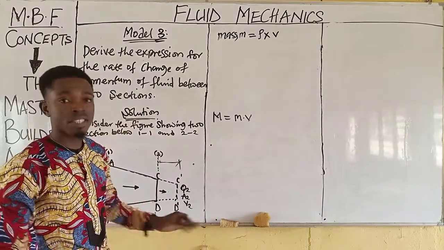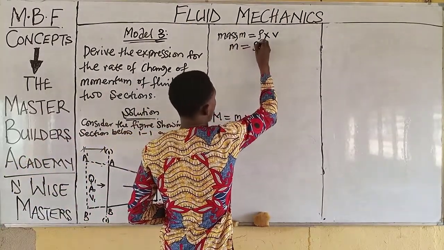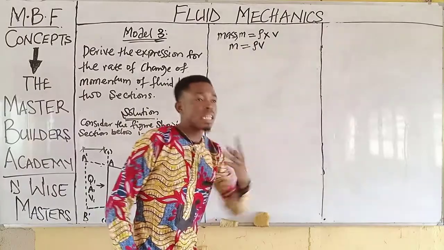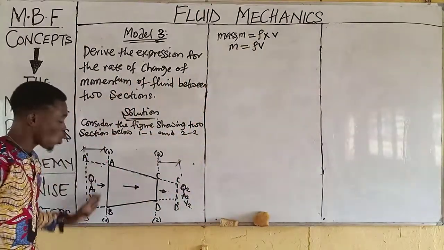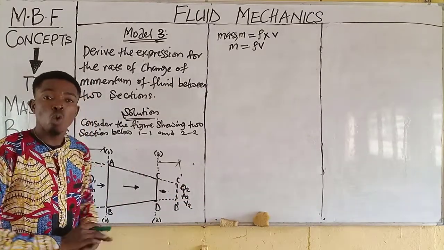Are we there? This is it. So this is mass, rho V. Now the next thing we are quickly going to do: at section 1, what is the volume? At section 2, what is the volume?